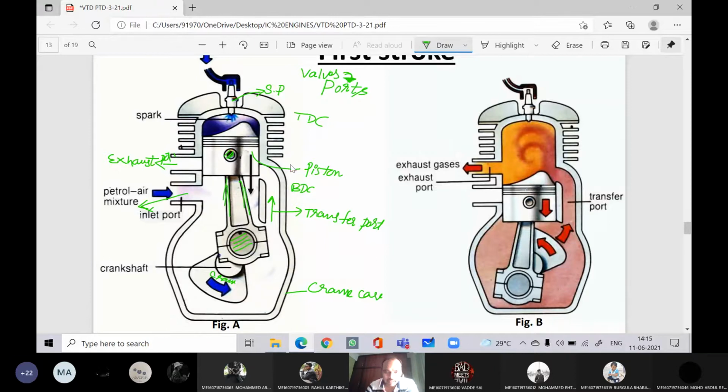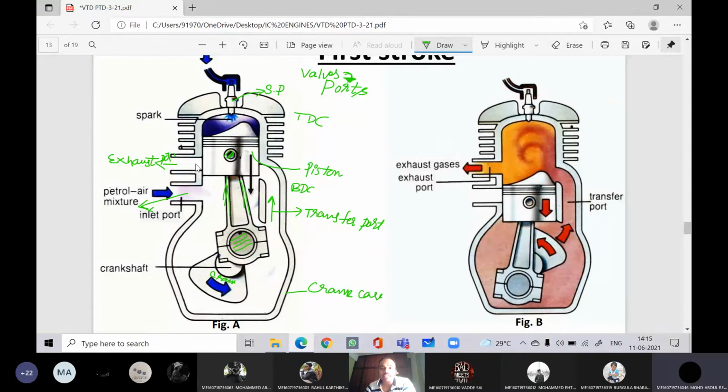Right. Now here, look here. TDC, BDC. Let us assume it has already completed one cycle, and the piston is at the top dead center. Initially, the piston is at the top dead center. Now, look at the figure carefully. When the piston is moving in the downward direction, which port will uncover first?